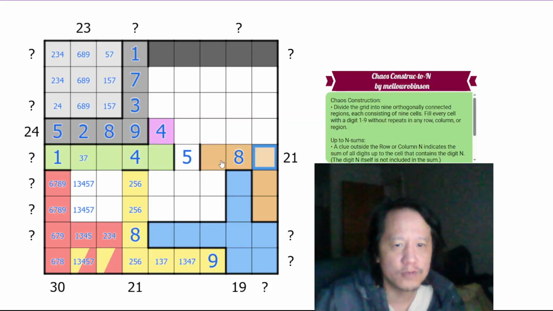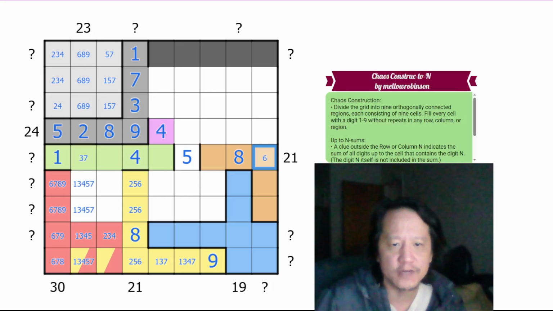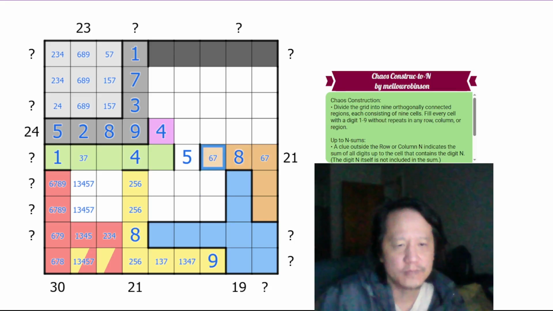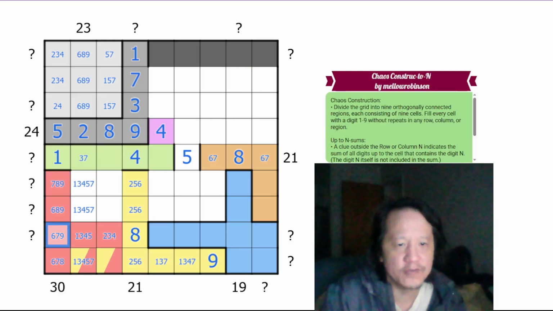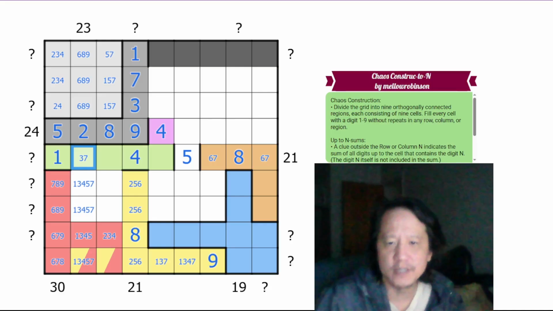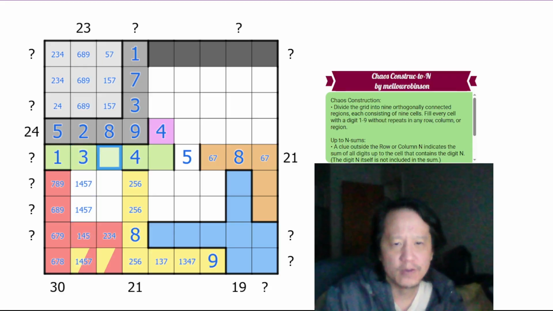We have 21. We can't have 4 or 5, so no 4, 8, 9, no 5, 7, 9. It's 6, 7, 8 adding up to 21. So this is 6, 7, 8 here. This can't be 6. This can't be 7 because of the sum 2. This can't be 7. This is 3 now. That eliminates 3 in the rest of the column. It also has a 2, 9 pair in the green.